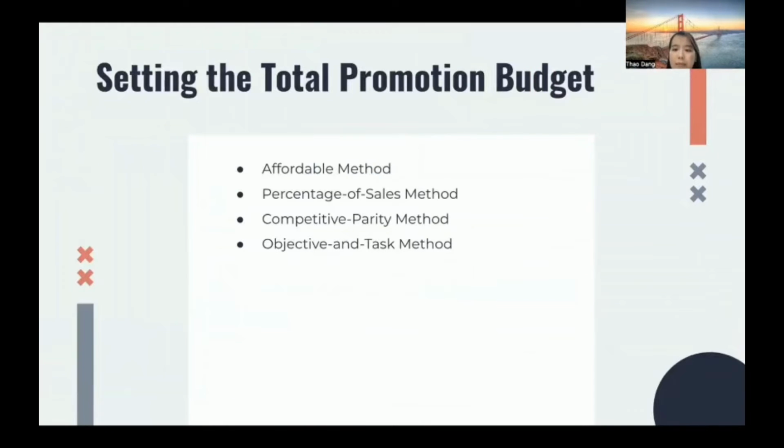Setting the total promotion budget and mix. Setting the total promotion budget. One of the hardest marketing decisions facing a company is how much to spend on promotion. How does a company determine its promotion budget? Here, we look at 4 common methods used to set the total budget for advertising: the affordable method, the percentage of sales method, the competitive parity method, and the objective and task method.